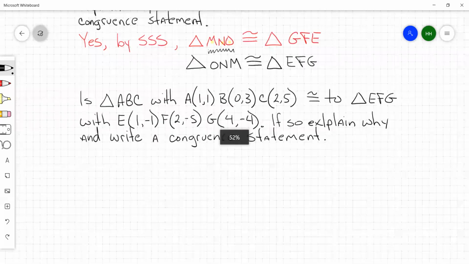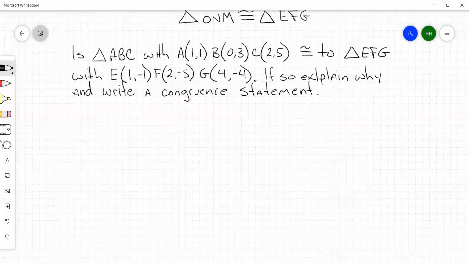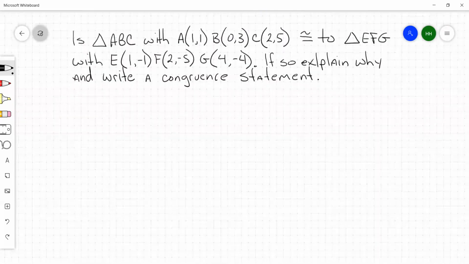Somebody said find the slope. Any other ideas on what we might have to do here to see if these two triangles are congruent? Would the slope tell us if they were congruent? Rise over run. This is a higher order question. Yeah, Matt. Say again.